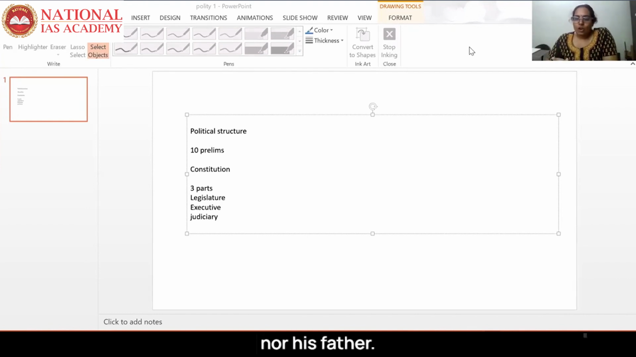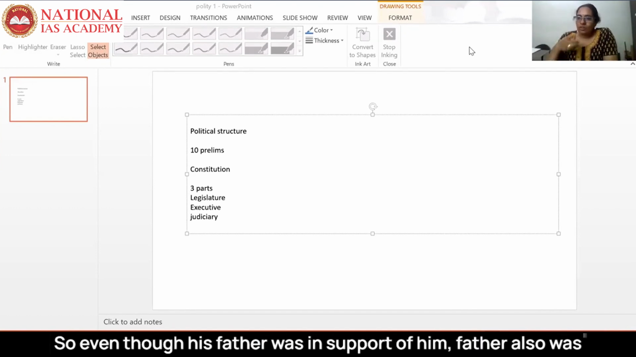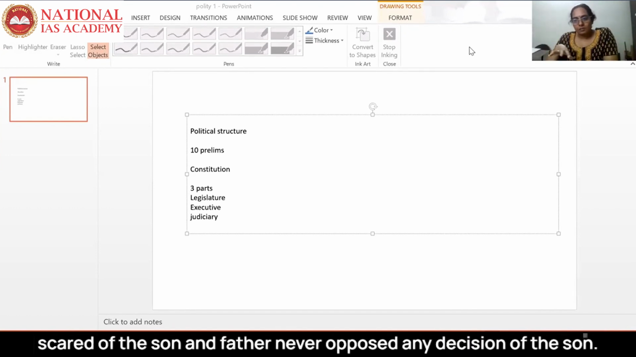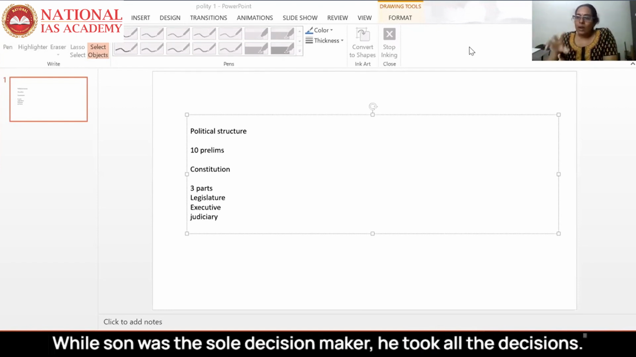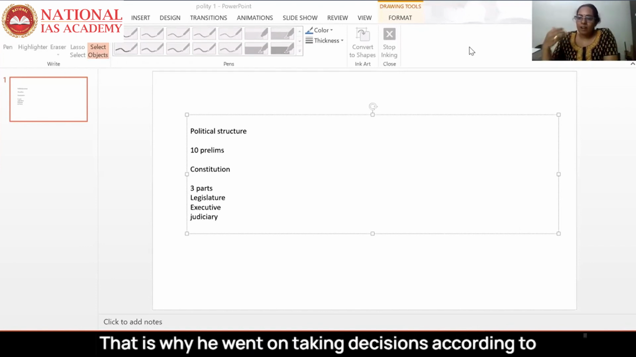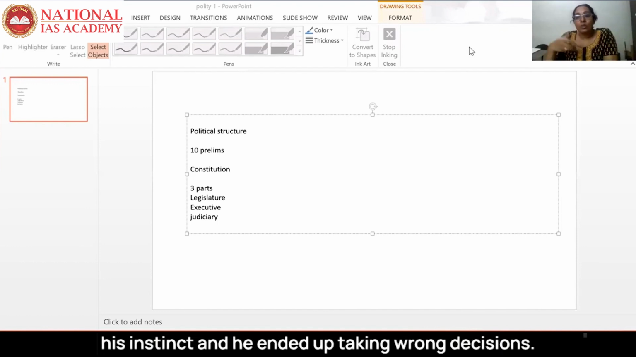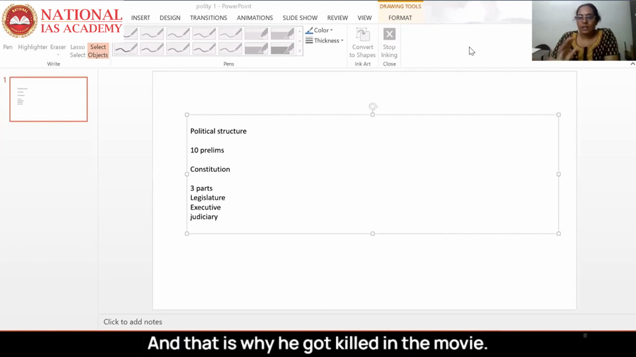mother nor his father. Even though his father was in support of him, father also was scared of the son, and father never opposed any decision of the son. While the son was the sole decision maker, he took all the decisions. That is why he went on taking decisions according to his instinct, and he ended up taking wrong decisions. And that is why he got killed in the movie.